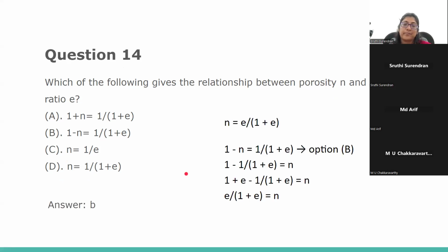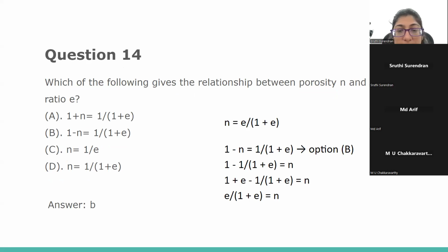Let's see the answer. We know the relation between porosity and void ratio in this format will be n is equal to e by 1 plus e. But here none of the options are e by 1 plus e. We have option D, which is 1 by 1 plus e, and options A and B that have 1 plus n and 1 minus n.